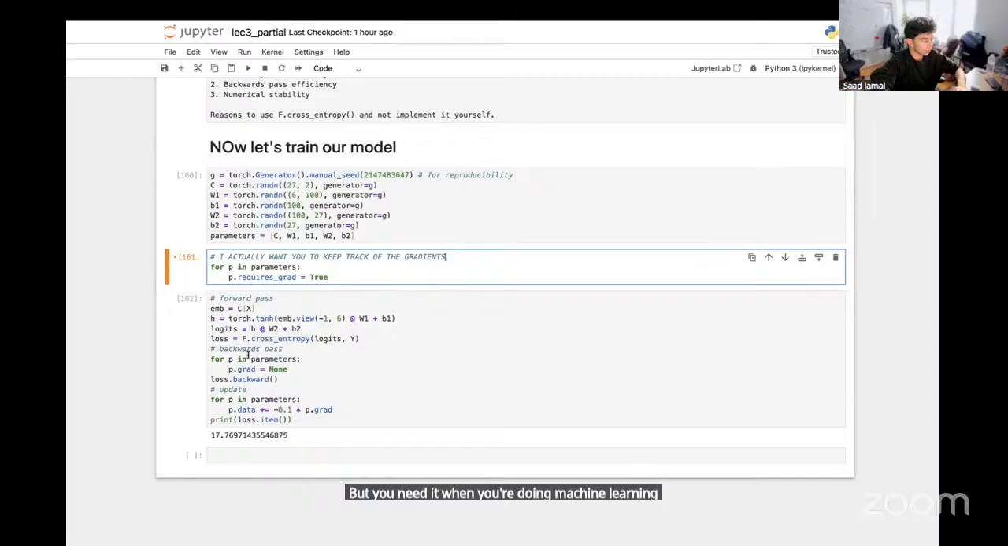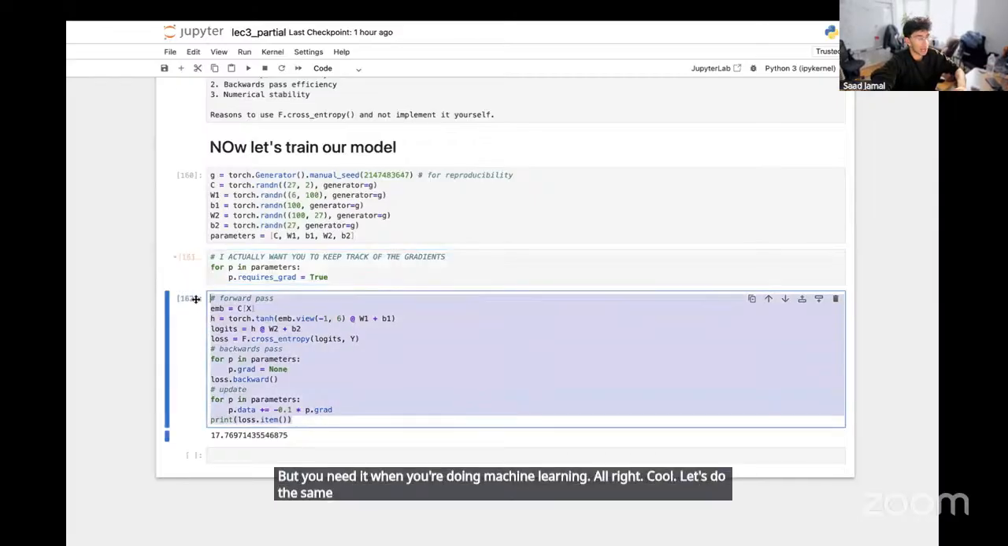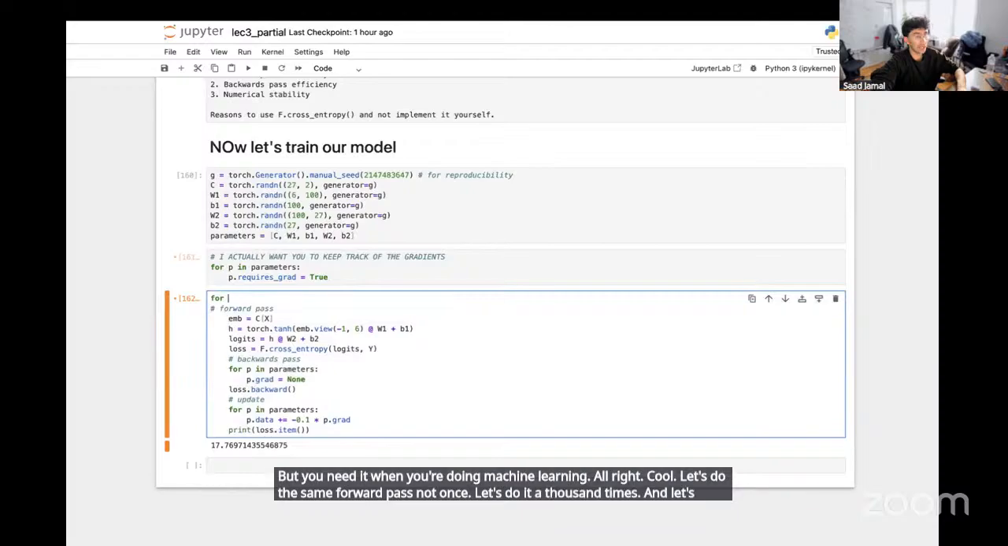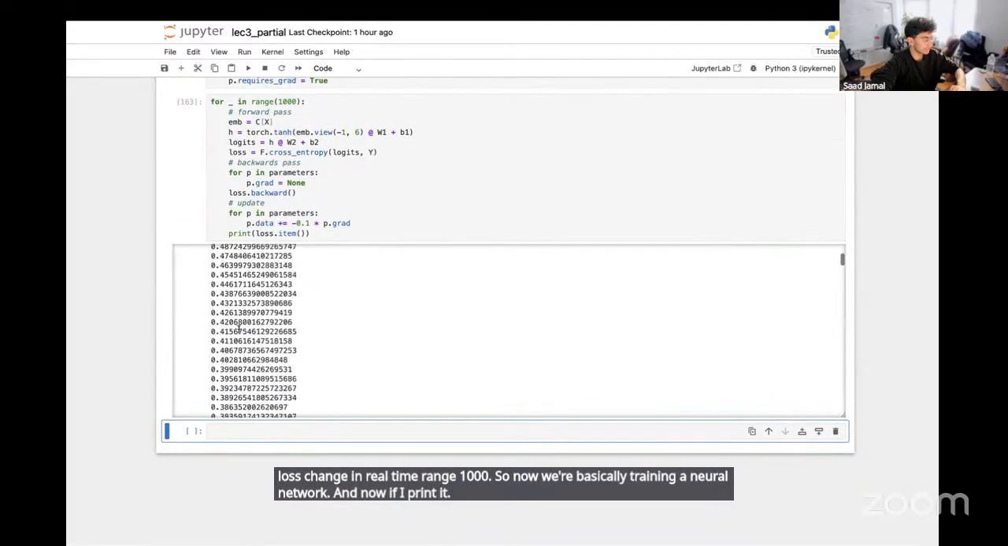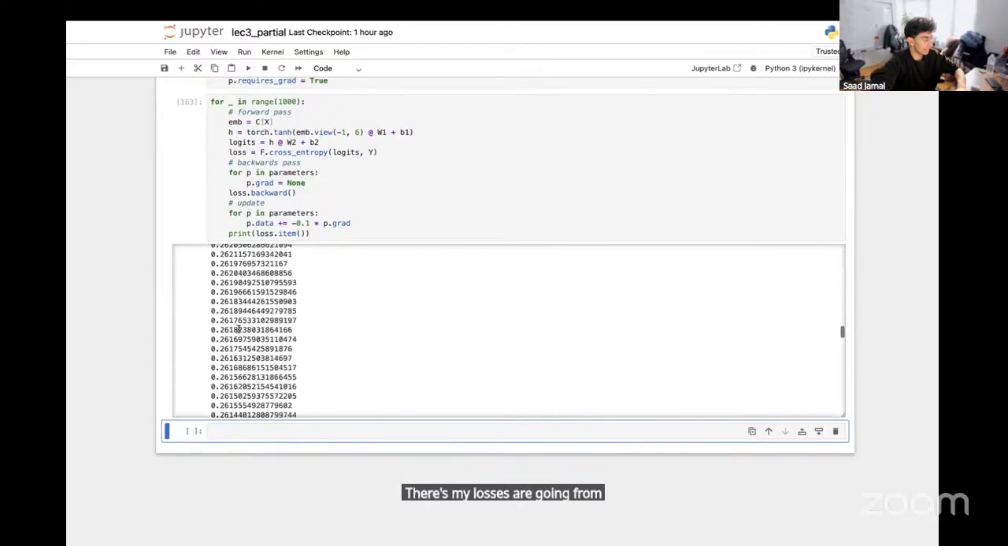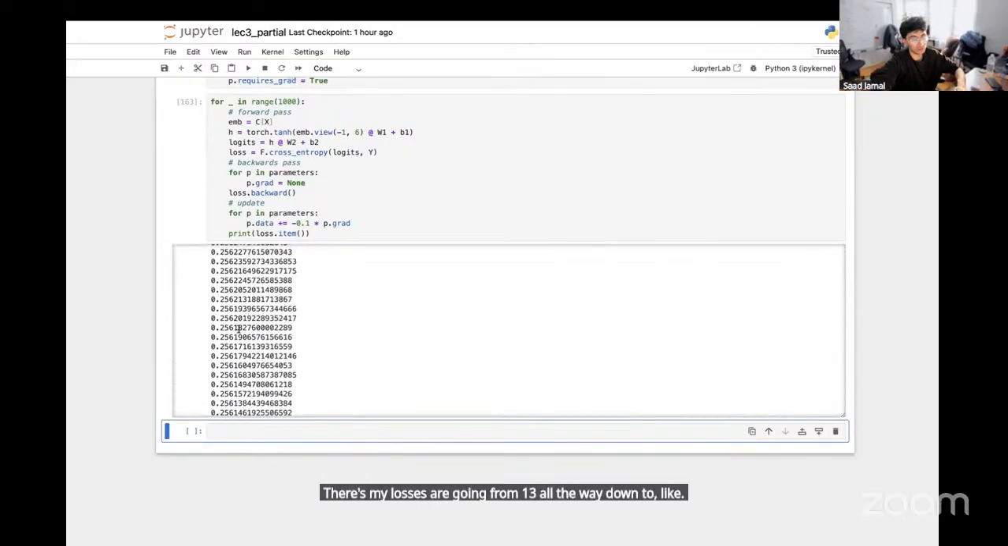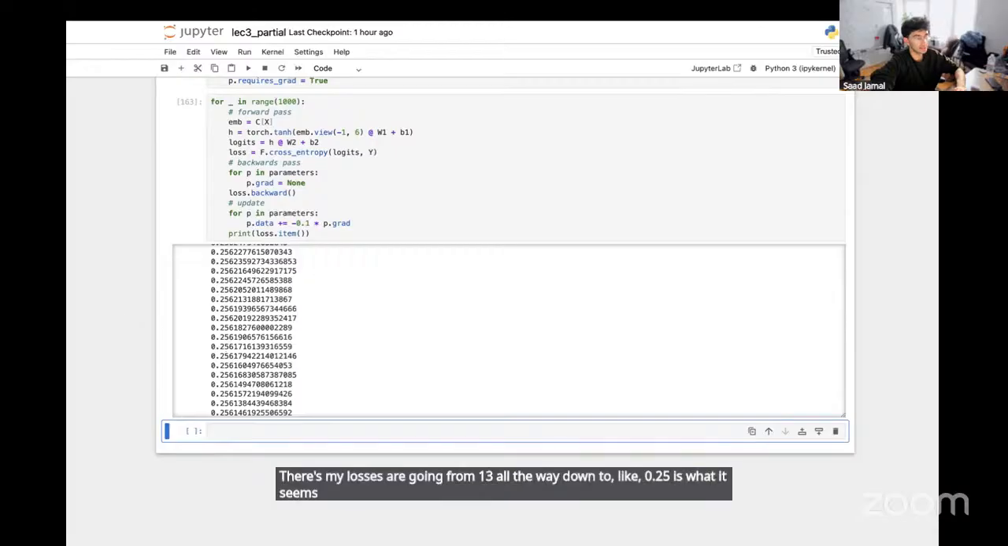All right, cool. Let's do the same forward pass, not once. Let's do it 1,000 times. And let's see our loss change in real time. I'm going to do for i in range 1,000. So now we're basically training a neural network. And now if I print it, my losses are going from 13 all the way down to like 0.25, which is what it seems like we stabilize at.